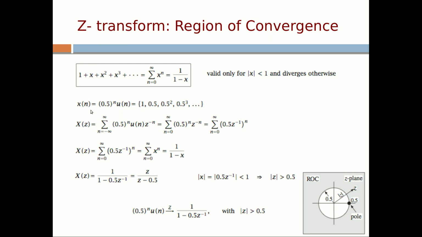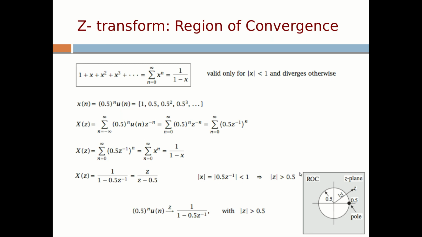Consider a signal x of n which is equal to 0.5 power n u of n. We can find the transform using the formula which we had discussed previously, and combining it with the result which we have obtained here, we get the Z transform of x of n to be equal to z by z minus 0.5. And as we are using the result which we have obtained here, we have to apply the same conditions also, which would mean mod x is less than 1, and here x is 0.5 z inverse, which would mean mod z is greater than 0.5.